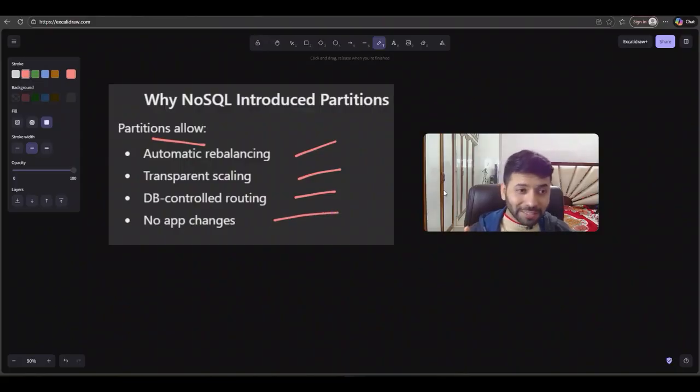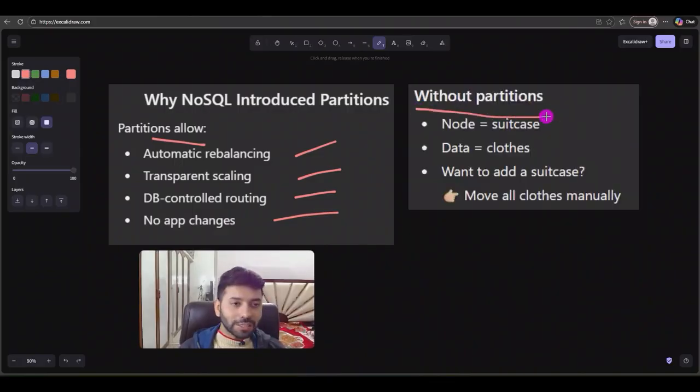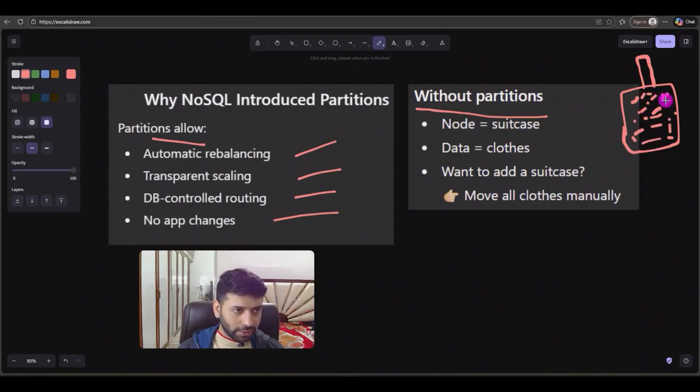I know maybe it's still a bit confusing, so let me explain it with a very simple real life example. Without partitions, we can think of a node as a suitcase, right? So you have this suitcase, a trolley bag, correct? And your data is the clothes present in it. Multiple clothes are present in it, correct? So you put all the clothes in the suitcase like this.